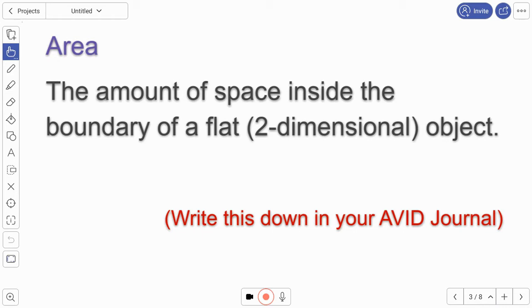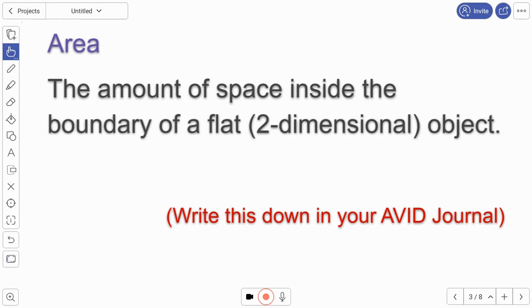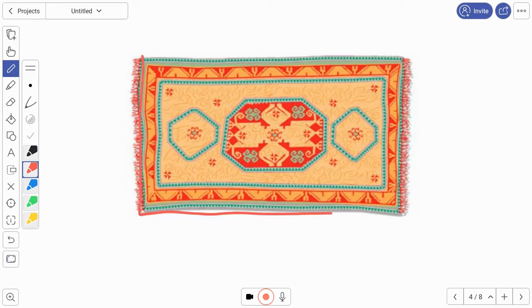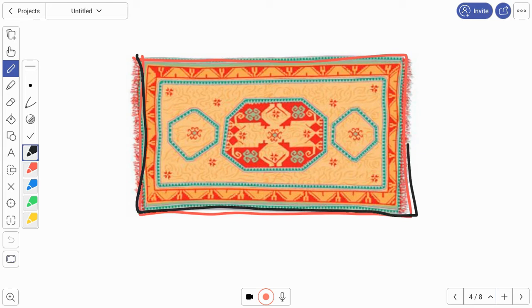All right, welcome back. Let's start diving into it. So like I said, with area, we're looking at how much space the inside of a shape can take. All right, so if we had a rug, the inside of it would be everything inside of there. Now in our definition, it talked about how it is a two-dimensional shape.